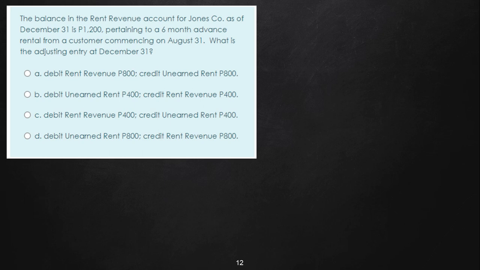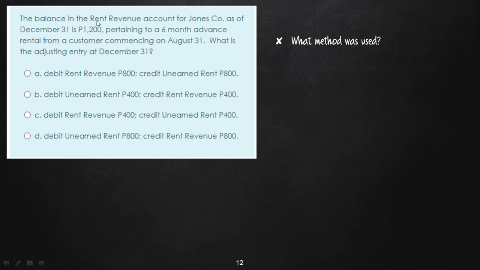The balance in the rent revenue account for Jones Company as of December 31 is 1,200, pertaining to a 6-month advance rental from a customer commencing on August 31. What is the adjusting entry at December 31? So, iyang period end is December 31. Okay? So, naa ko rent revenue account ni Jones Company. So, first question, what method was used?